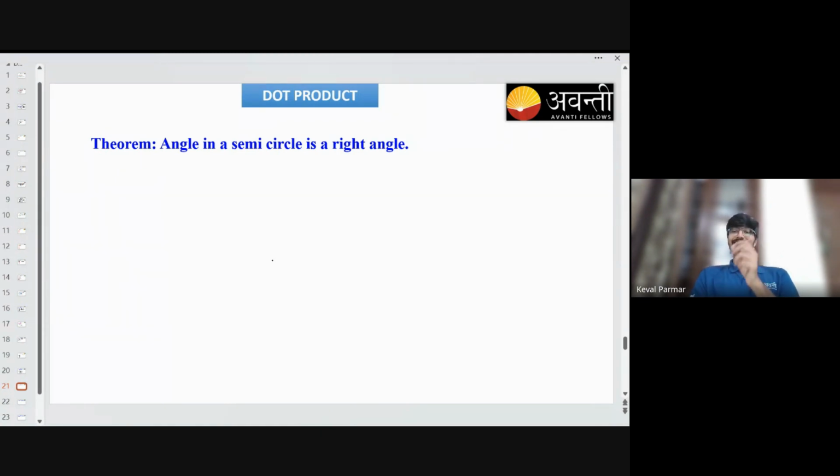Then we also have the kite example. Do you know the kite shape? We also have the trapezium theorem. So all these theorems are very important with regard to your boards. Why? Because in boards, these theorems are asked for 4 to 6 marks in your NCERT. So one of them is this: angle in a semicircle is a right angle. What does it say? Let us first try to draw a semicircle.